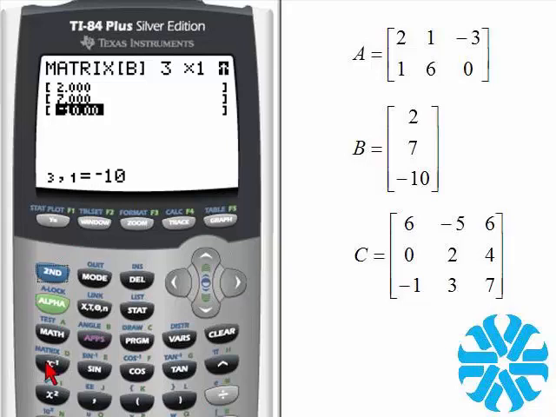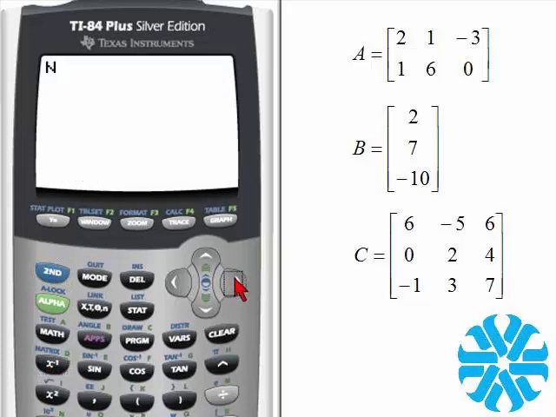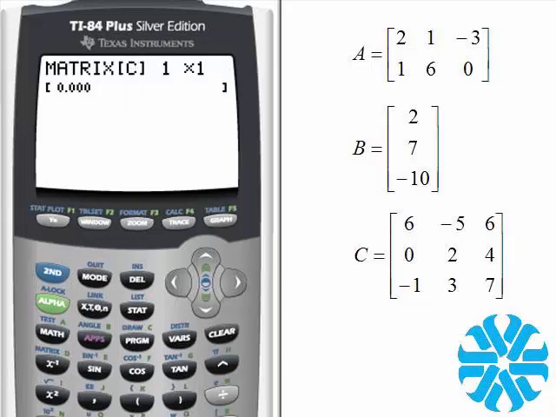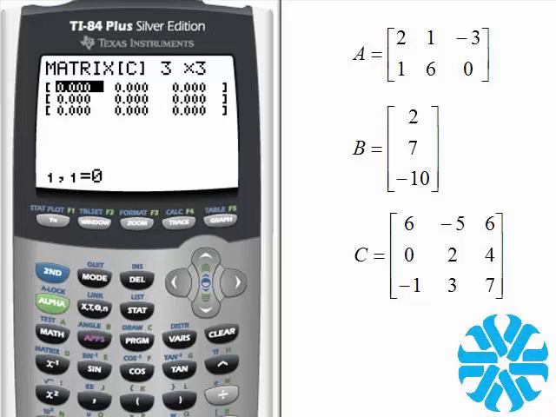Okay, second function matrix, let's move over to edit and go to matrix C, that's number 3, and matrix C is a 3 by 3, so 3, enter, 3, enter. 6, negative 5, 6, remember to hit enter after each cell, 0, enter, 2, enter, 4, enter, negative 1, 3, and 7. Okay, let's go ahead and quit out of this screen.